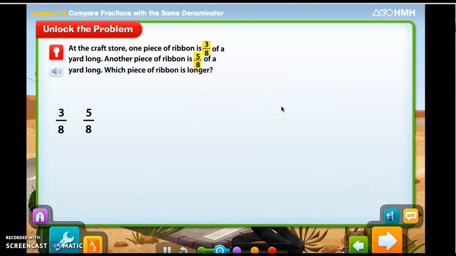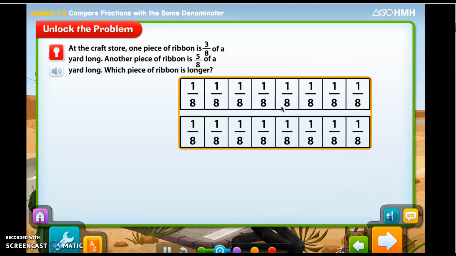3/8 and 5/8 have the same denominator, 8. When 2 fractions have the same denominator, you can compare them by looking at the numerators. One way to do that is with fraction strips. Fraction strips help you compare the numerators of fractions with the same denominator. Let's use fraction strips to compare 3/8 and 5/8.